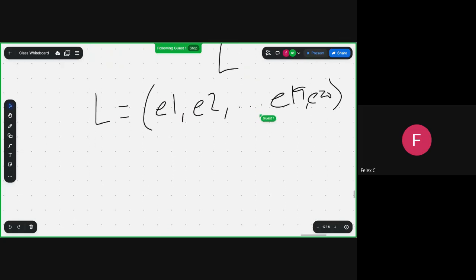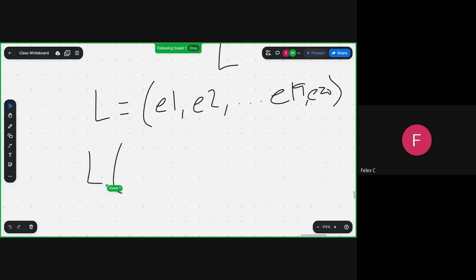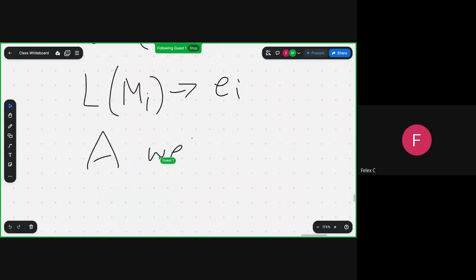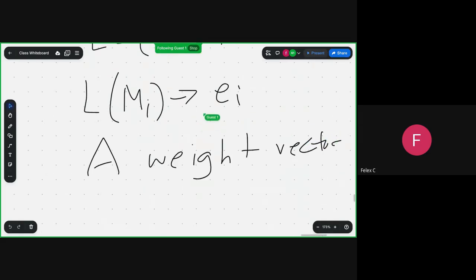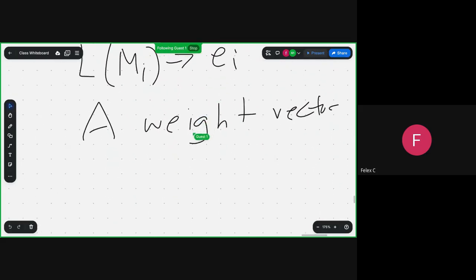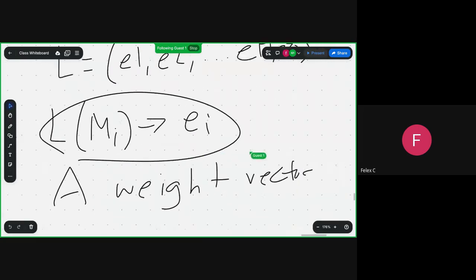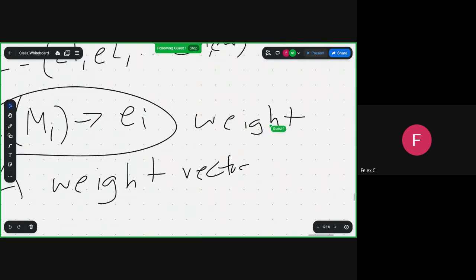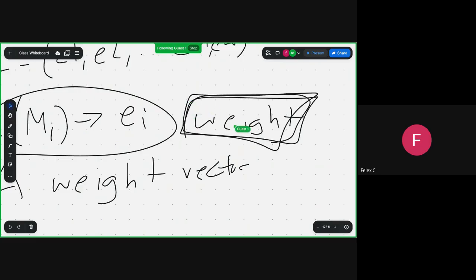So if you index this weight, if you put in M_i, what would you get? The output would be the eigenvalue. You input the matrix, you get the eigenvalue. A here is called a weight vector. Okay, so L is called the weight of this Lie algebra. This is the weight.